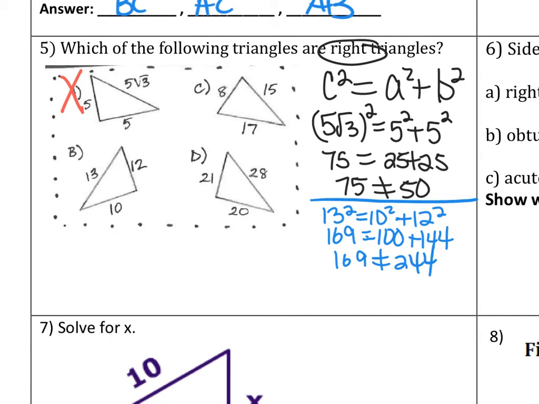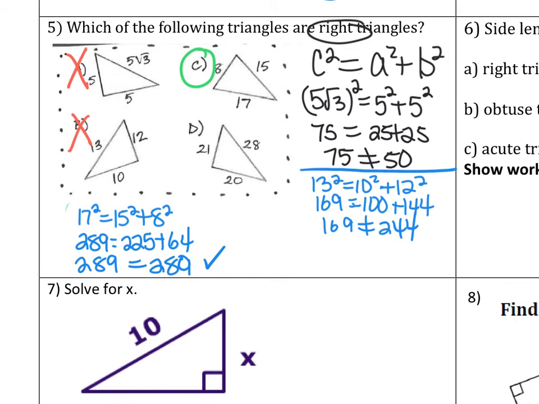So when we try B, out of the three numbers, 13 is the largest. So we're going to put that over here with C squared. And when we do the math, we get 169 and we get 244. Since they are not equal, guess what? This is not a right triangle. So you try C and you try D and then come back to the video to see which one is correct.